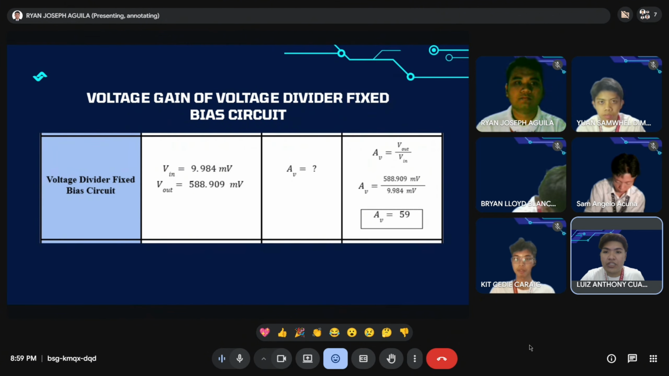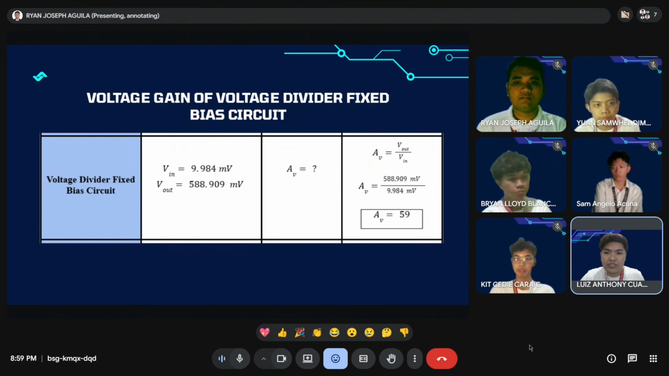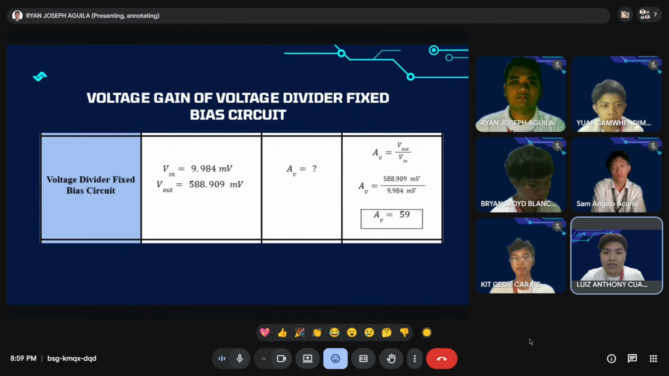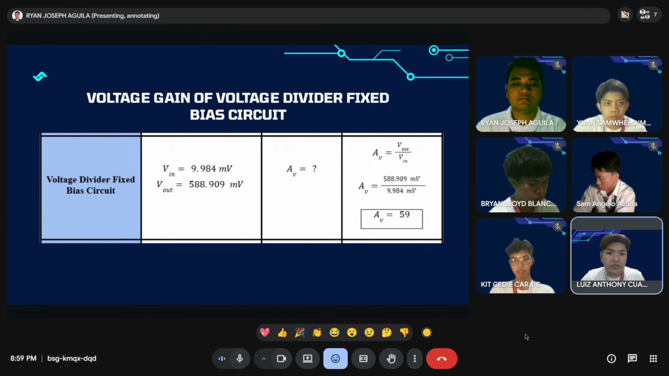And now for the voltage gain of the voltage divider bias circuit, the input voltage is 9.984 millivolts and the output voltage is 588.909 millivolts. Finding the voltage gain, we use the formula Av equals Vout over Vin, and substituting those given, we have 588.909 millivolts over 9.984 millivolts, which results in a voltage gain of 59.